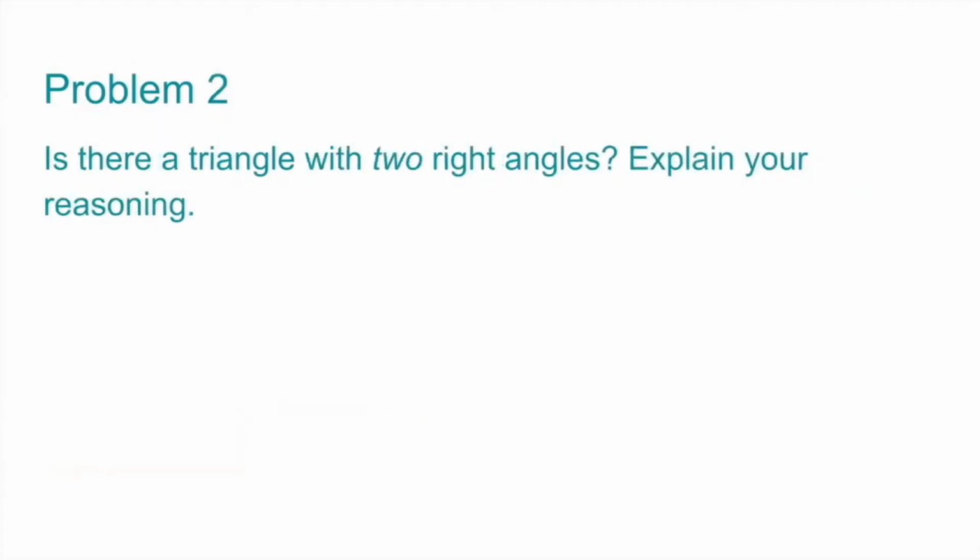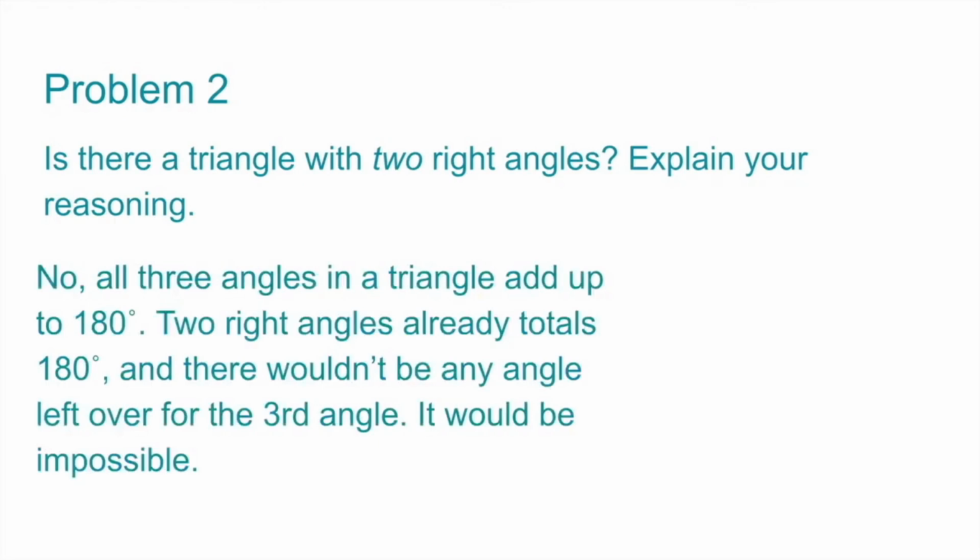Number 2. Is there a triangle with 2 right angles? Explain your reasoning. No. All 3 angles in a triangle add up to 180 degrees. 2 right angles already totals 180 degrees because each right angle is worth 90 degrees, and there wouldn't be any angle left over for the third angle. It would be impossible.